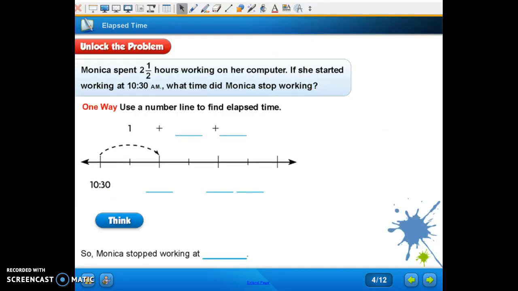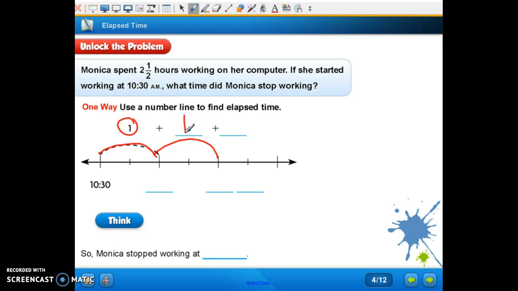Okay, now we're at the top of page 432. It says Monica spent 2.5 hours working on her computer. If she started working at 10:30 a.m., what time did Monica stop? Use a number line. They've done this part for you right here. That is 1 hour. She worked another hour.